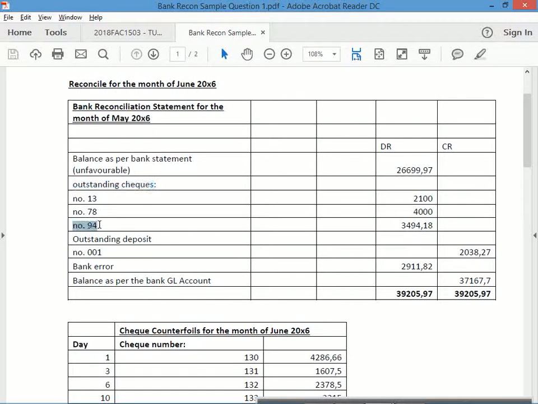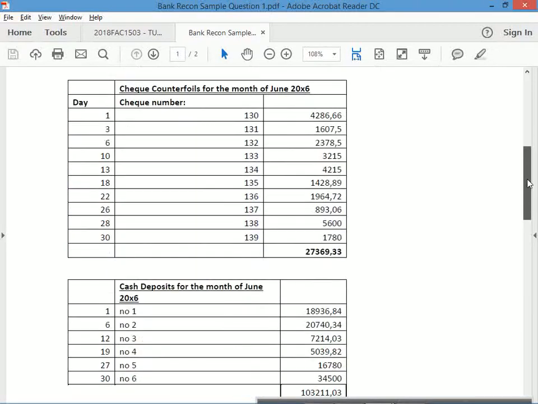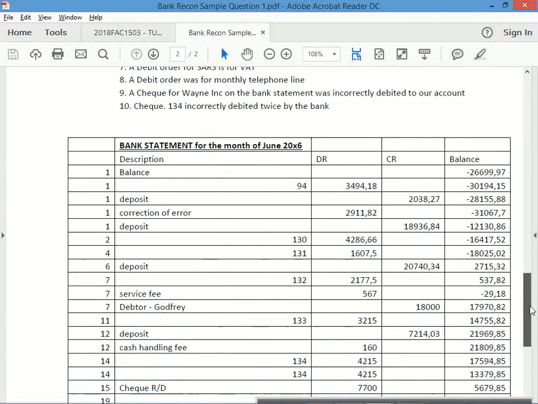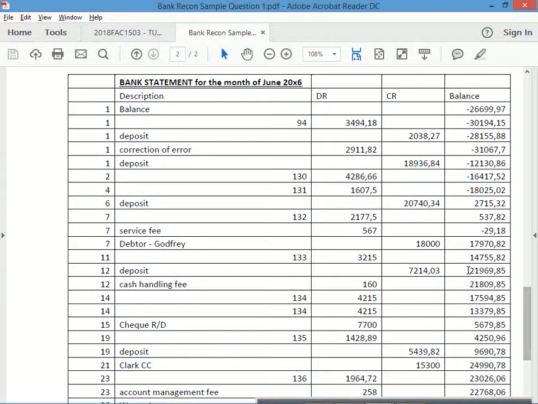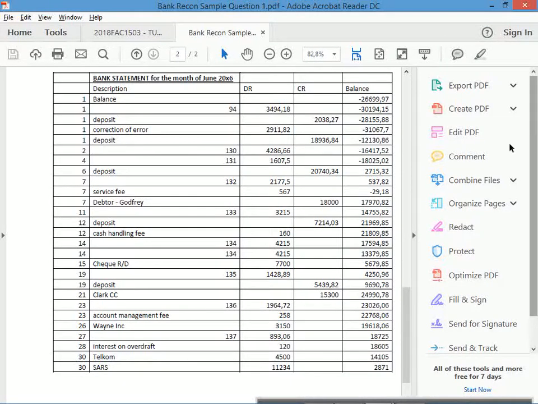Yes. Okay, so let's interpret what happened. In May, you wrote out a check. You gave it to a supplier. What is the supplier going to do? Hopefully deposit the check. Did they? They didn't deposit the check in May, and that's why it was outstanding. Okay? Do you see the check that you wrote out in May in the June bank statement? Yes, so what are you going to do? You're going to tick it.